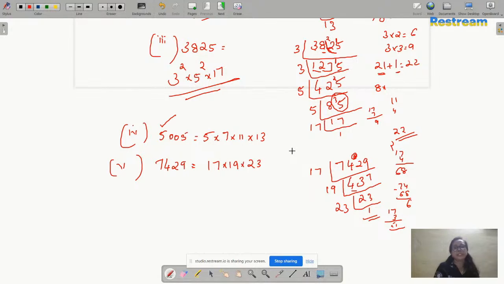So 17 into 19 into 23. Clear? Clear, children? Yeah, 1 mark question. That's all. Nothing else. 1 mark question. These prime factorizations are not even 2 marks. Nowadays 2 mark questions are actually a little bit big. It's not only 1 mark. Yes, no doubt at all. So these are important. But important means 1 mark question.